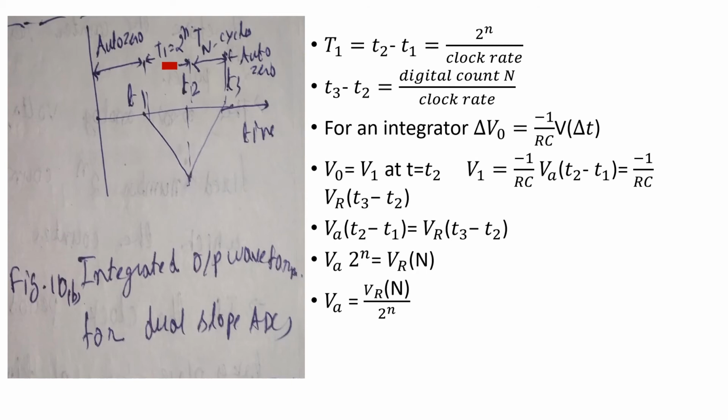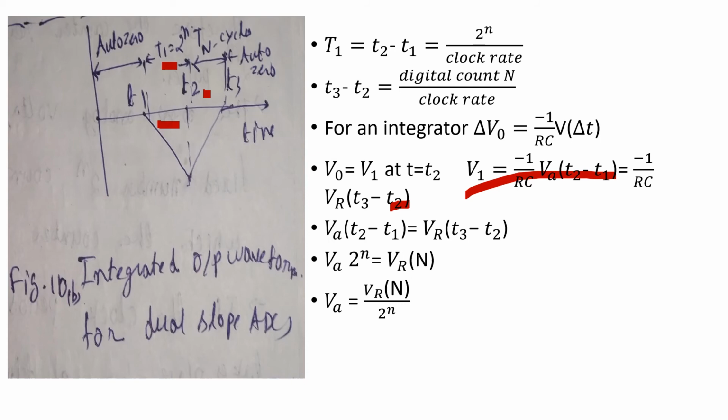Okay. So here, from this time to this time, we are calculating T1 to T2. So V1 is equal to minus 1 by RC VA into T2 minus T1, which is equal to, here also, the reference voltage VR into T3 minus T2 for this period. Both are the same V1, we are calculating the same V1. Okay. So now VA is equal to, so we are computing these two equations, this equation and this equation.